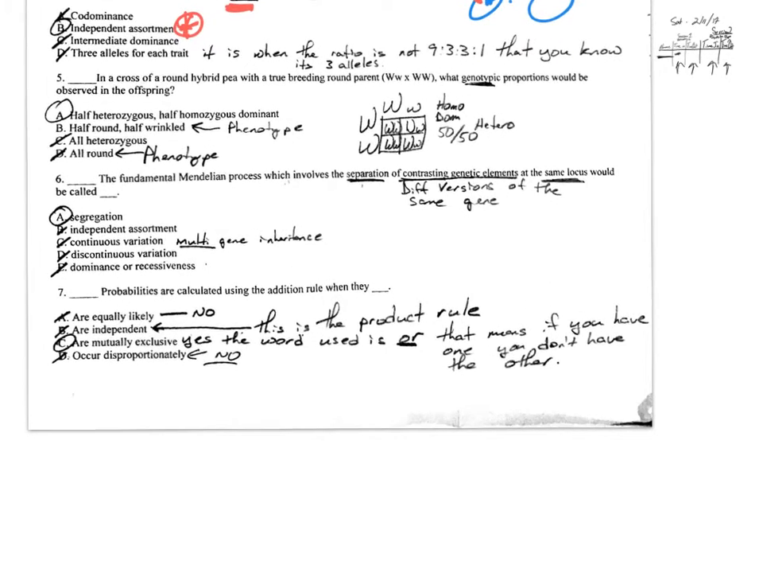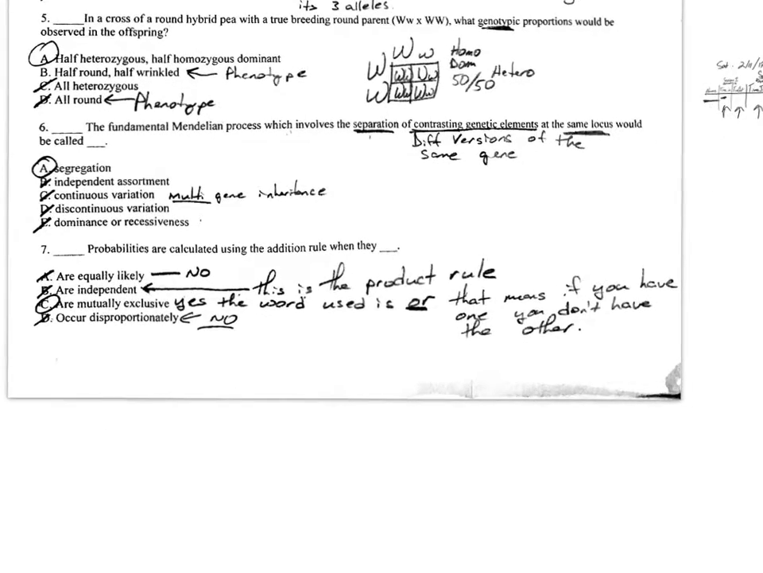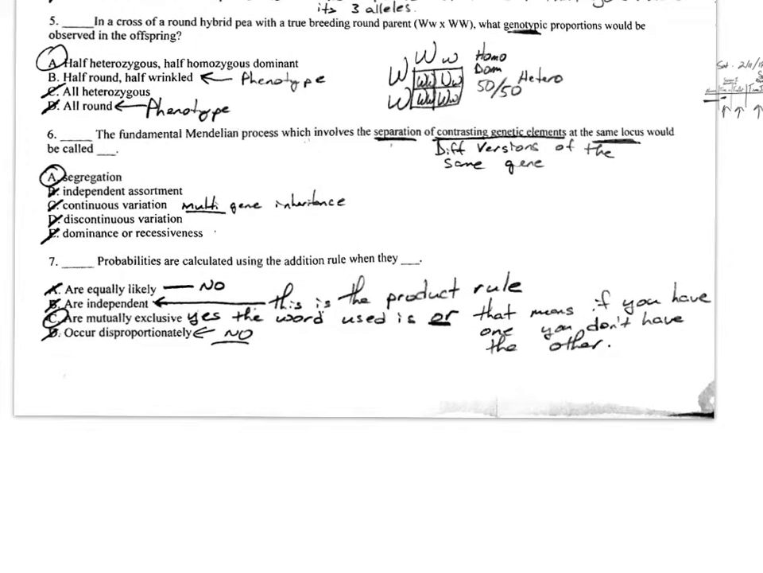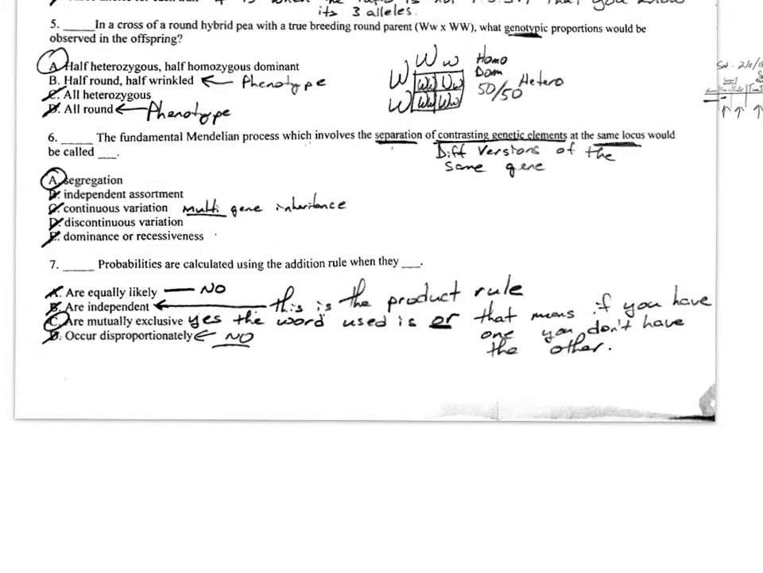All right. So in a cross, let me get rid of this. So when we're looking at a cross of a true breeding round parent, so true breeding means what? And they tell you true breeding means it's homozygous. When they tell you true breeding, it's homozygous. So that language you have to know. You have to learn it.